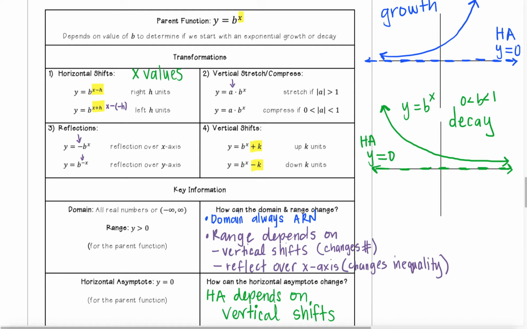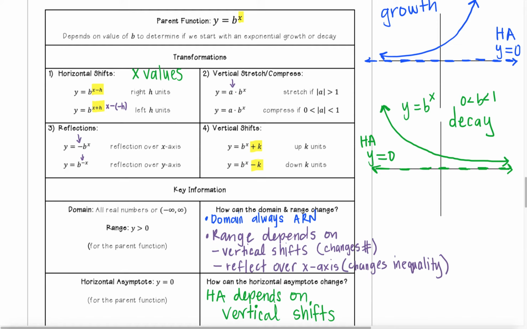However, if we have a reflection, specifically a reflection over the x-axis, that's going to change the inequality. So if I take either of these graphs, either the growth or the decay graph, and I flip them over the x-axis, they're going to now be underneath that horizontal asymptote. And in turn, that would change the range and make it y is less than 0, or maybe another number if we have some type of horizontal asymptote change as well.